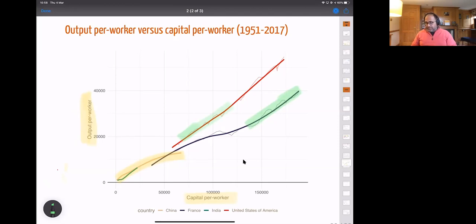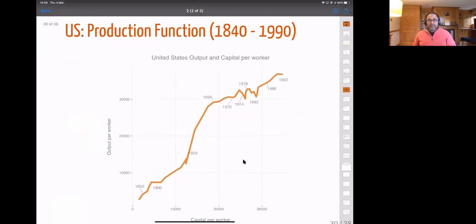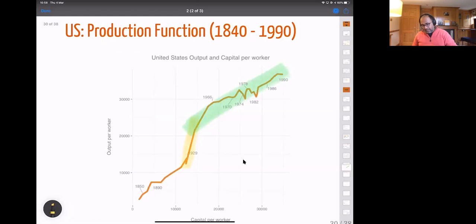Now, let's take a longer view, because if we look from 1951 to 2017, the US shows no diminishing returns to capital. But let's look at 1840 to 1990, and the story looks very different. So in the earlier graph, we were looking at output per worker over capital per worker in this phase. And it looked relatively straight. But look what happens in the 1950s. From 1920 to the 1950s, look what happens.